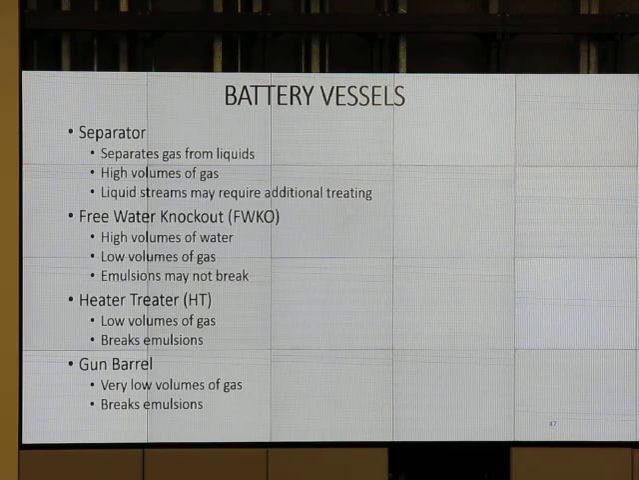Battery vessels. Now here's the one y'all want hard and fast answers to, and I can't give them to you, but I'll give you relative designs. A separator is designed to separate gas from liquids. Duh, right? So it will handle high volumes of gas. Any liquid that comes off that separator, though, may require additional treating.